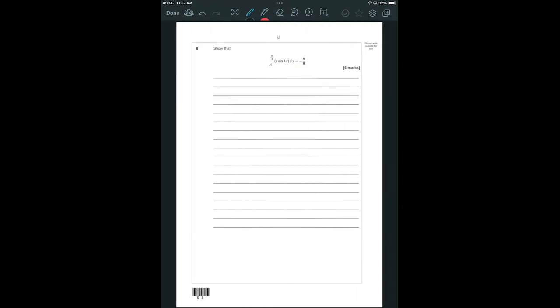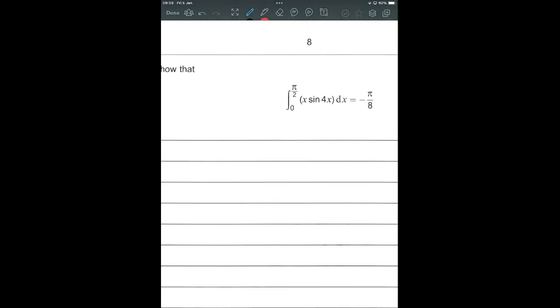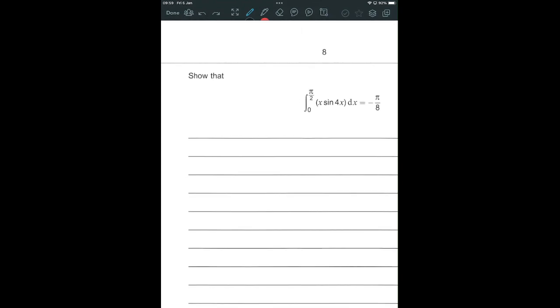Question 8, show that integral. So here we need to decide on the technique. We have x sine 4x, two things multiplied together, which restricts us to either substitution or by parts. Now the thing to notice is the thing on the outside is not the derivative of the thing on the inside, which cuts out substitution, at least the simplest versions of substitution. So instinct here should be going to by parts.